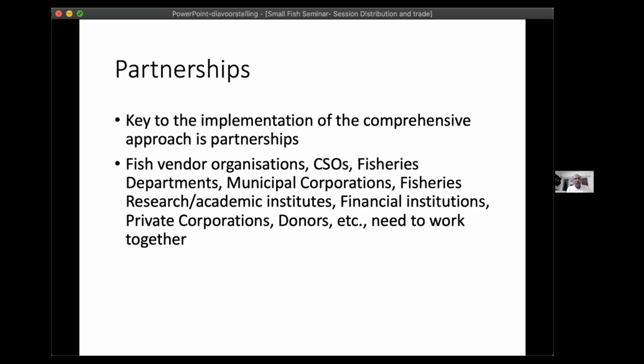A key to all this would be partnerships, because we are talking of multiple issues. There is no single department in government capable of delivering this, nor can a single NGO or institution do any of it. It requires partnerships. Fish vendor organizations, civil society organizations, other fisheries departments, municipal corporations, research institutions, financial institutions, private corporations, and donors all have to work together. Next.